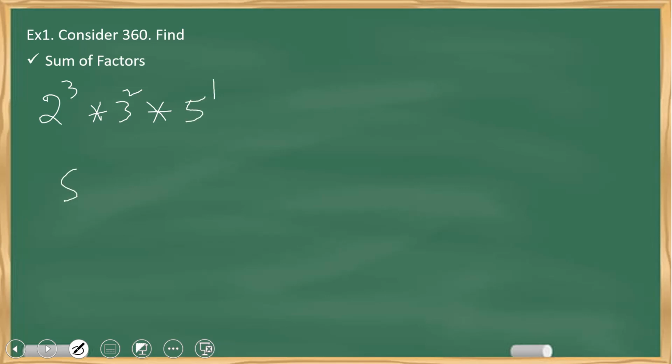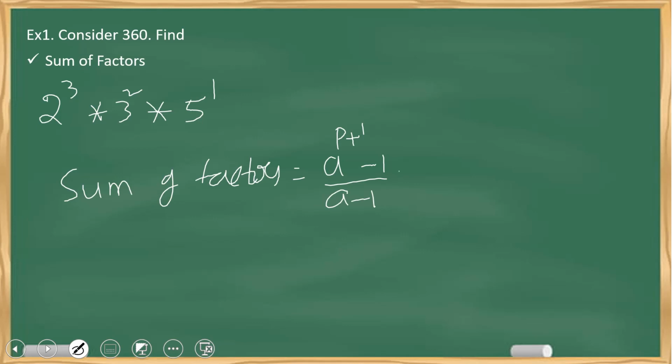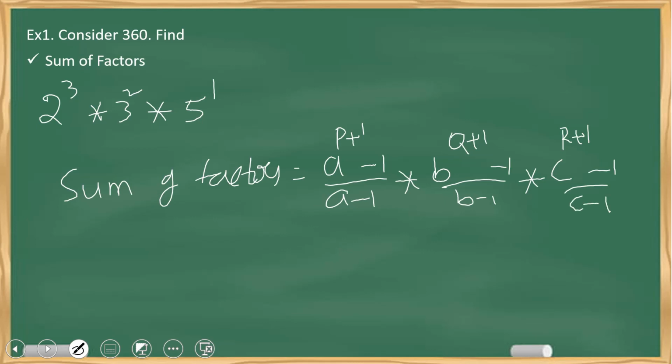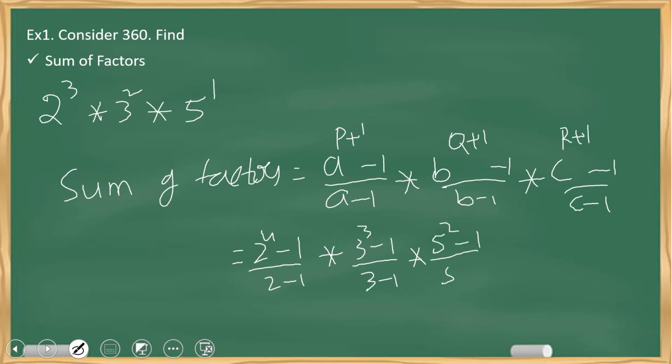Now the formula for sum of factors is (a^(p+1) - 1)/(a - 1) × (b^(q+1) - 1)/(b - 1) × (c^(r+1) - 1)/(c - 1), and so on. For 360, that is equal to (2^4 - 1)/(2 - 1) × (3^3 - 1)/(3 - 1) × (5^2 - 1)/(5 - 1).